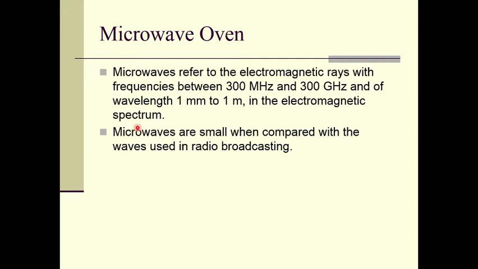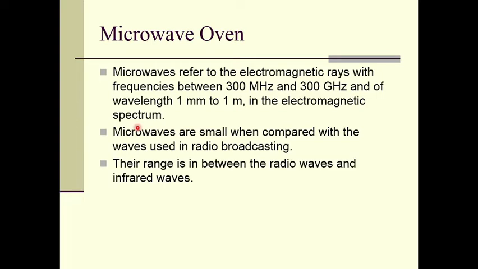Microwaves are small when compared to waves used in radio broadcasting. The radio broadcasting waves are greater than 1 meter, up to a few kilometers, and they are used in broadcasting. Microwaves are smaller than the radio waves, and therefore they are called microwaves. It doesn't mean that they are the smallest one, right? We know the smallest waves are gamma rays. Their range is in between the radio waves and infrared waves.